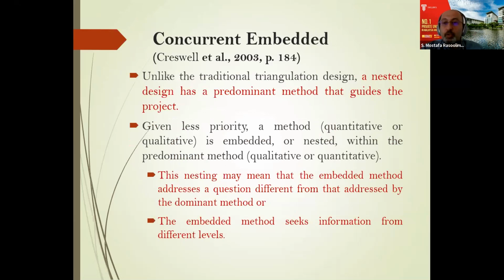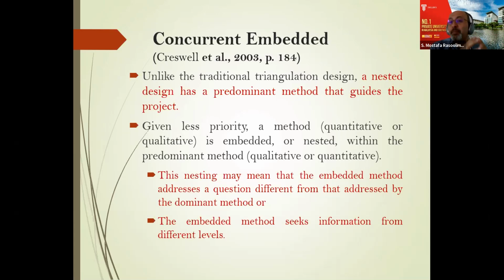And the last category is the concurrent embedded. Concurrent embedded actually is different from concurrent triangulation. In concurrent triangulation, most of the time, both qualitative and quantitative are applied for one main research question. But in concurrent embedded, one method is nested. One method has lower priority. One method is embedded in the main method.